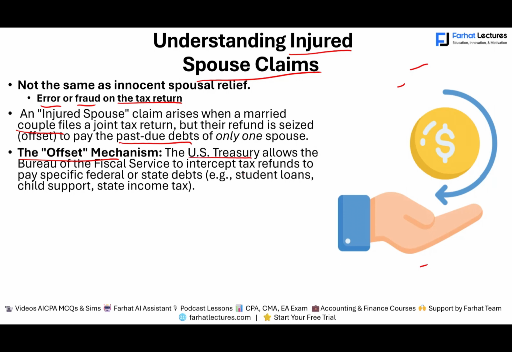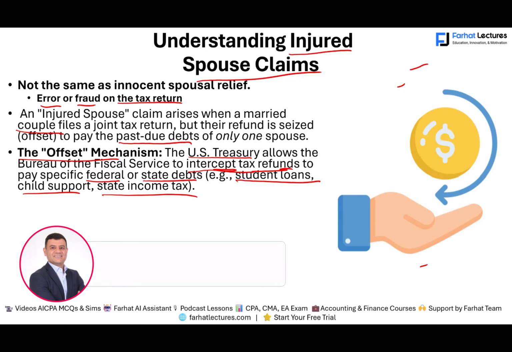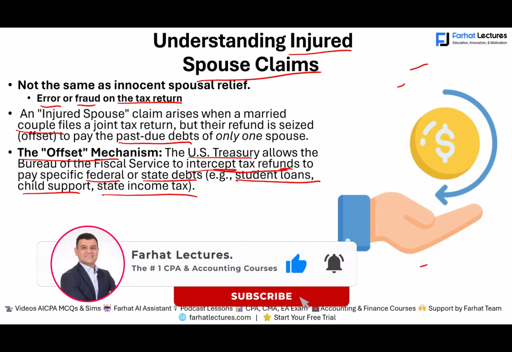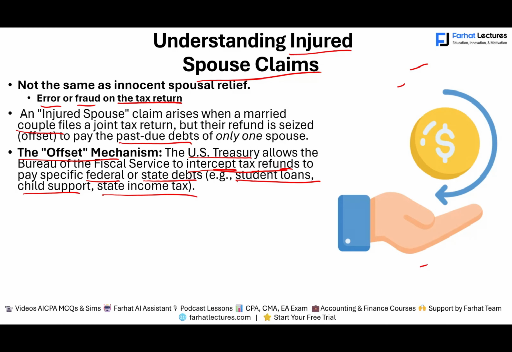The US government allowed the Bureau of the Fiscal Service to intercept tax refunds, basically take them, to pay specific federal or state debts like student loans, child support, and state income tax. Let's assume the husband, for the sake of illustration, went to school 10 years ago, incurred debt from a student loan but never paid it. The wife says, why should I be paying his debt? Well, I will need to figure something out to get my portion of the refund.